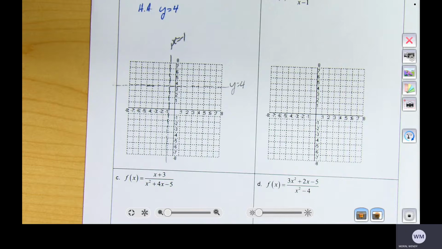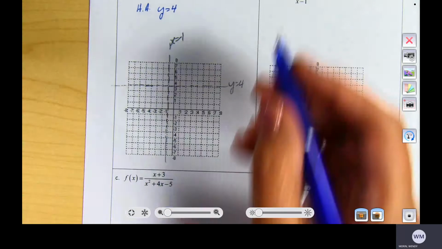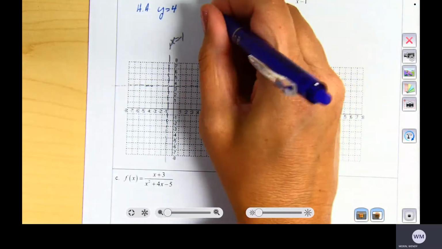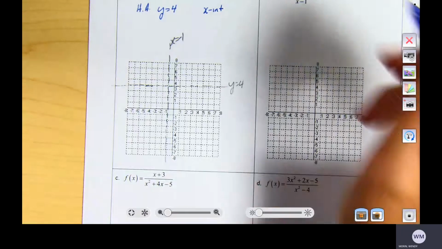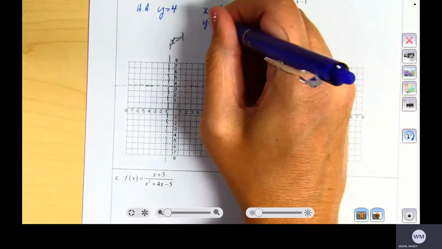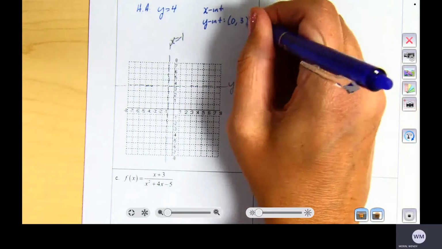All right, let's find the x and y intercepts. Let's plug in 0 for x. 0 for x, you get 3. Okay, so x-intercept, I'm sorry, that's the y-intercept. The y-intercept, 0 for x, and you get 3.